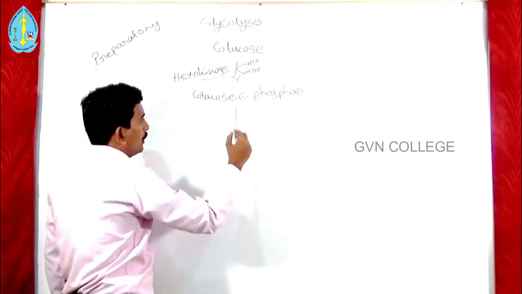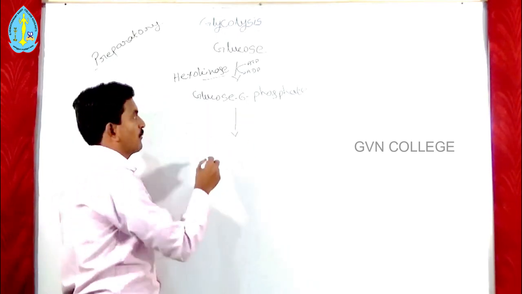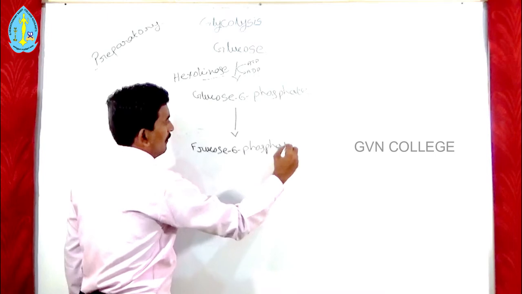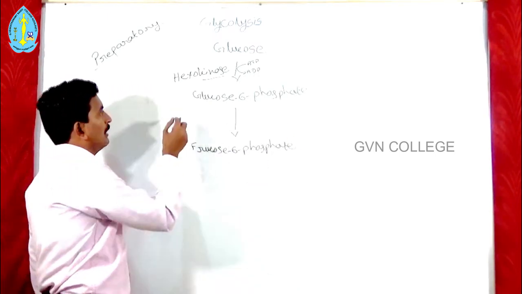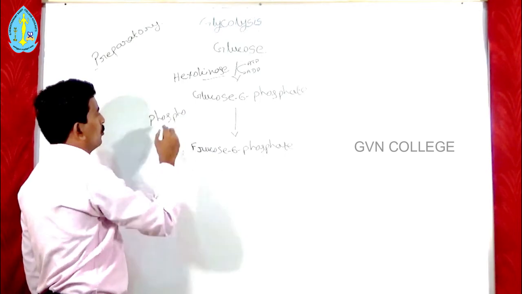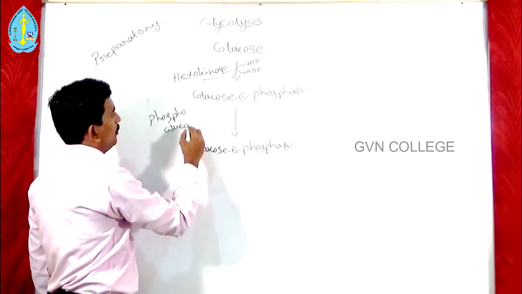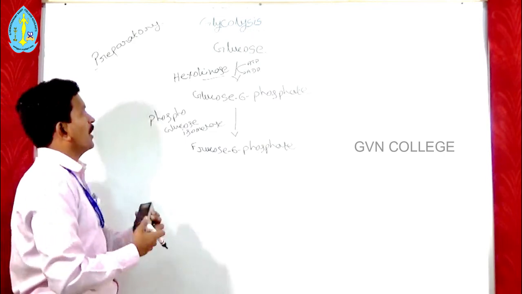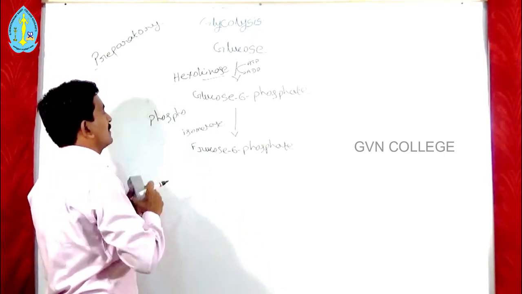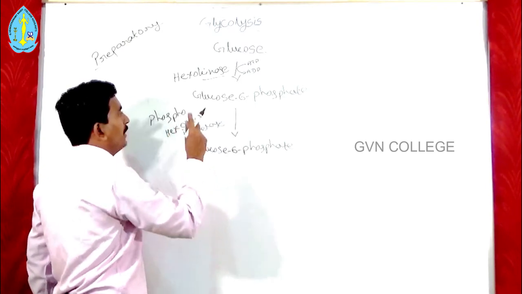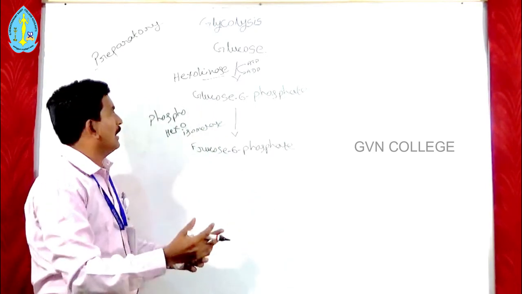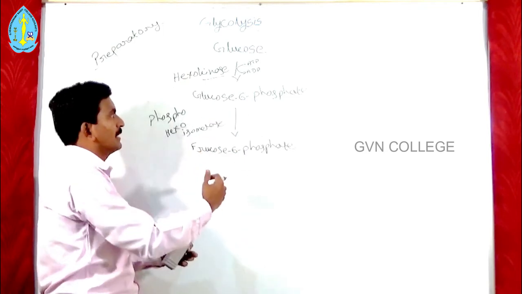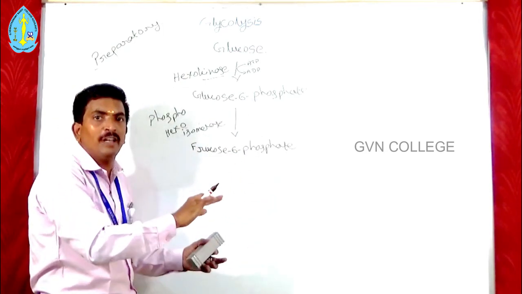In the second step, glucose 6-phosphate becomes fructose 6-phosphate. Here one enzyme is involved. That enzyme is called phosphoglucose isomerase. Or simply you may assume it as phosphohexose isomerase. Isomerase means it converts a compound to the same molecular formula but a different structural formula.